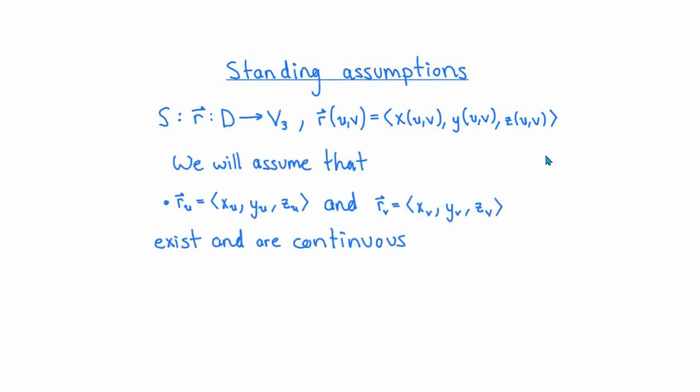Each one of these component functions is going to depend on u, v, and (u, v) is going to come from the set D. The first assumption that I want to make is that the partial derivatives of the x, y, and z functions with respect to the variables u and v all exist and are continuous. As before, this is what we might refer to as a smoothness condition on the parametrization.